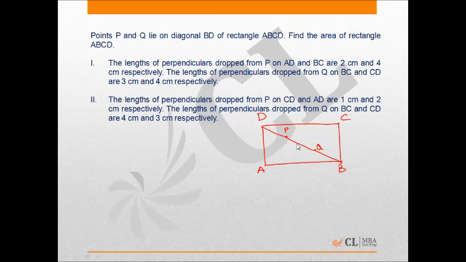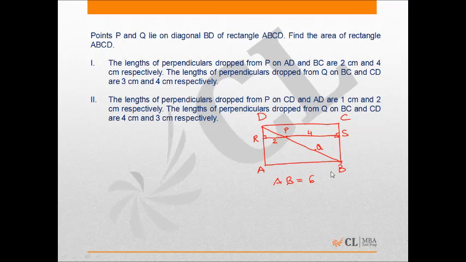Now the data is the perpendicular dropped from P on AD, let's say it meets at point R. This length given is 2 centimeter. And if you drop the perpendicular from P to BC, let's say it meets the point S. So this length given is 4, which means AB length is 6 units.